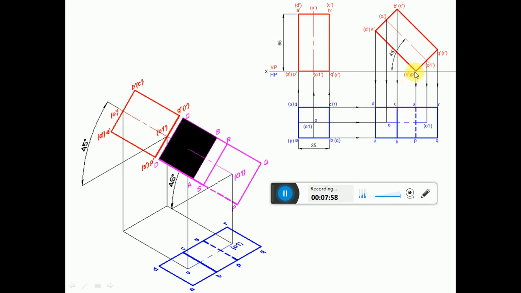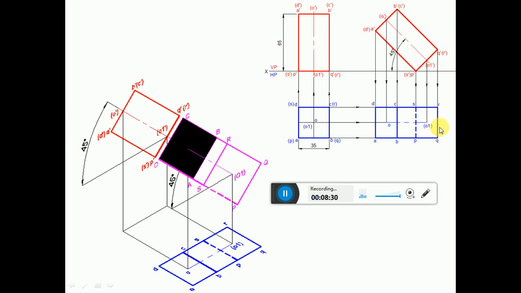Similarly, draw a vertical projector from P dash S dash and a horizontal projector from P and S, which is continued till here to get the point P and S. Similarly, draw a vertical projector from O1 dash and a horizontal projector from O1 to get the point O1. Then draw a vertical projector from Q dash R dash and a horizontal projector from Q and R to intersect at the point Q and R.